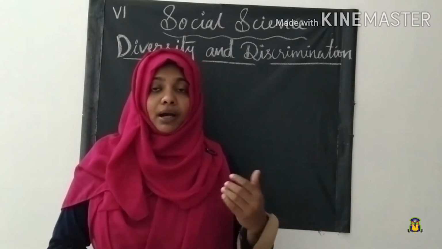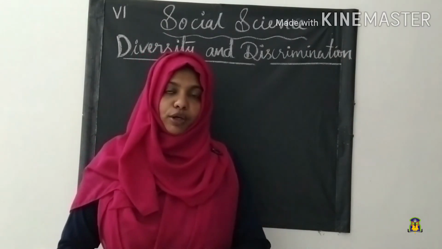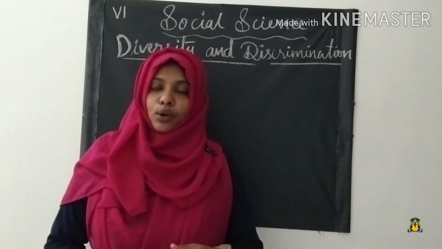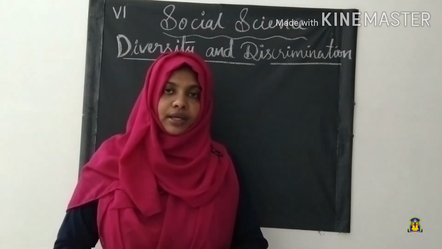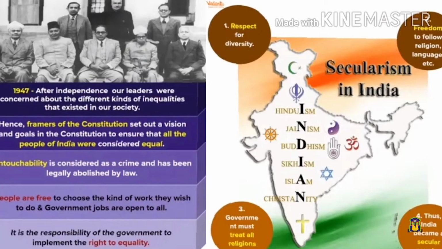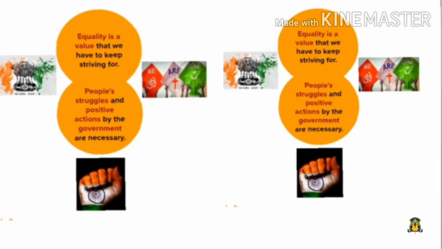As per the rules laid down in the Constitution, people are free to choose what work they want to do. The Constitution also abolished the concept of untouchability. Now, the practice of untouchability is a crime. The leaders who framed our Constitution underlined the importance of diversity in ensuring equality. Thus, India was declared a secular country where everyone has the freedom to practice their religion.